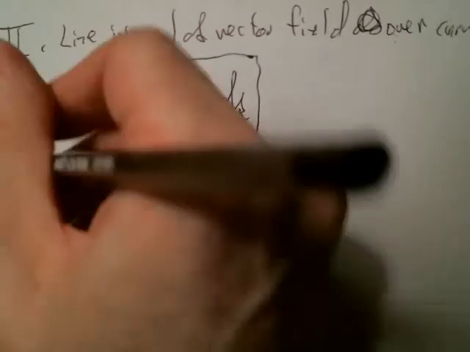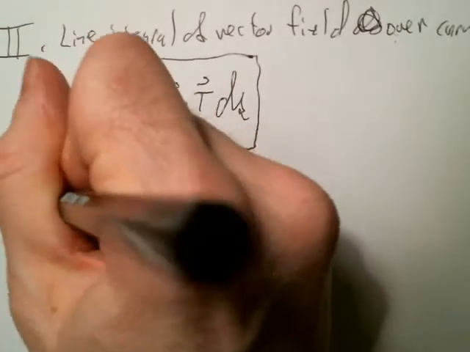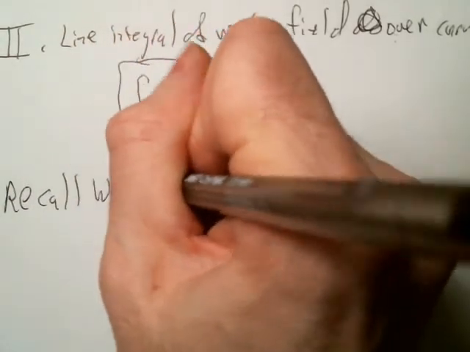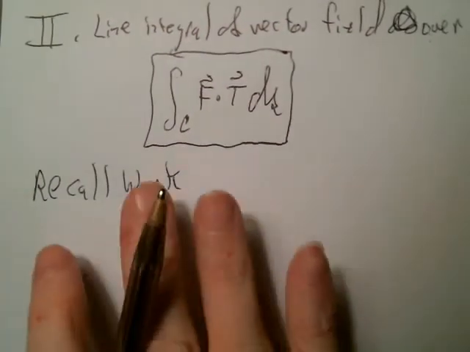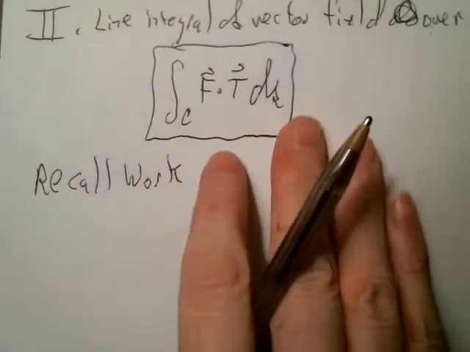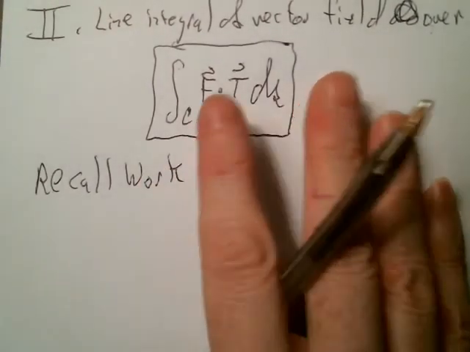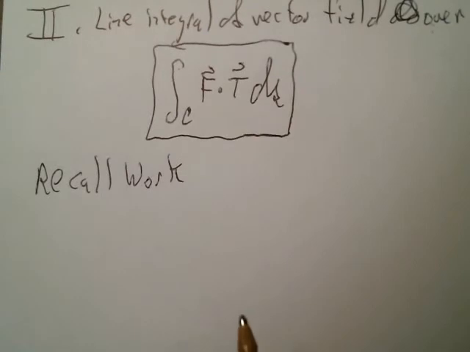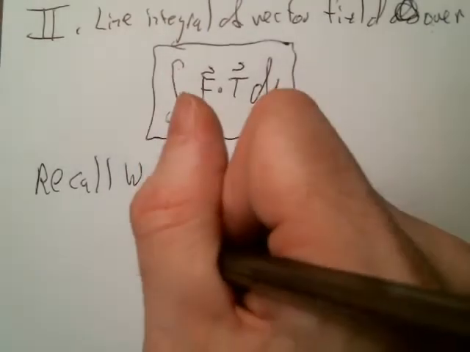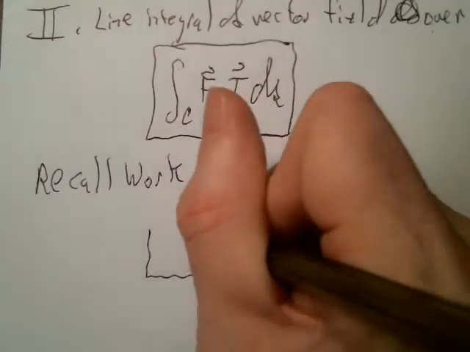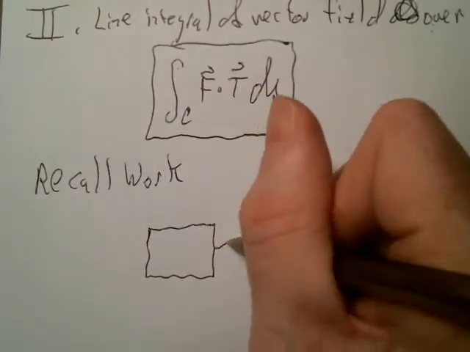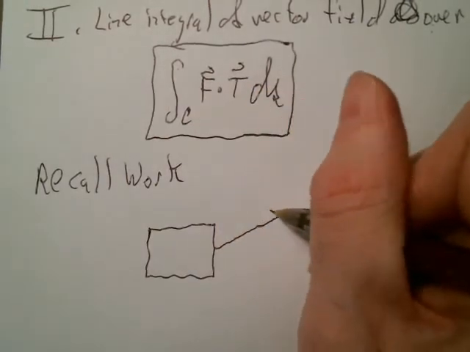So let's first recall what work is, and we'll be able to kind of generate at least some sort of intuition about how the formula works and what it is from this definition of work. So recall work, what was it? It's basically the force in the direction of motion times the distance traveled.